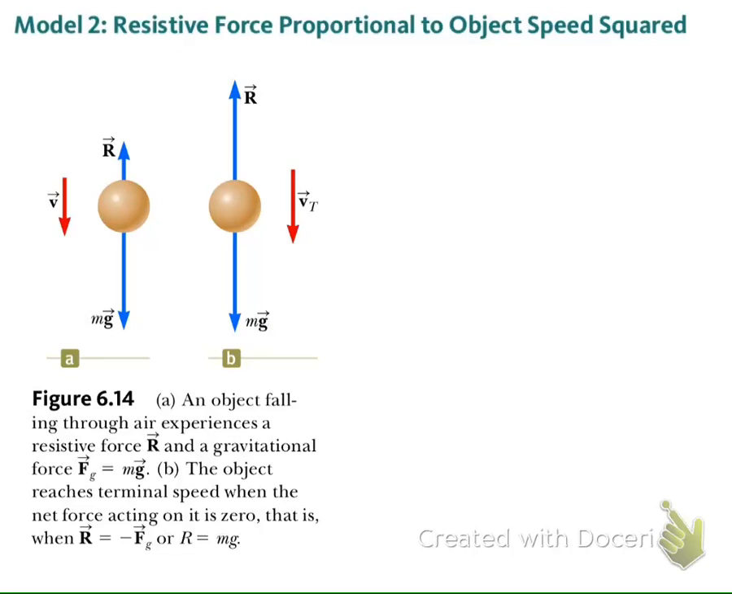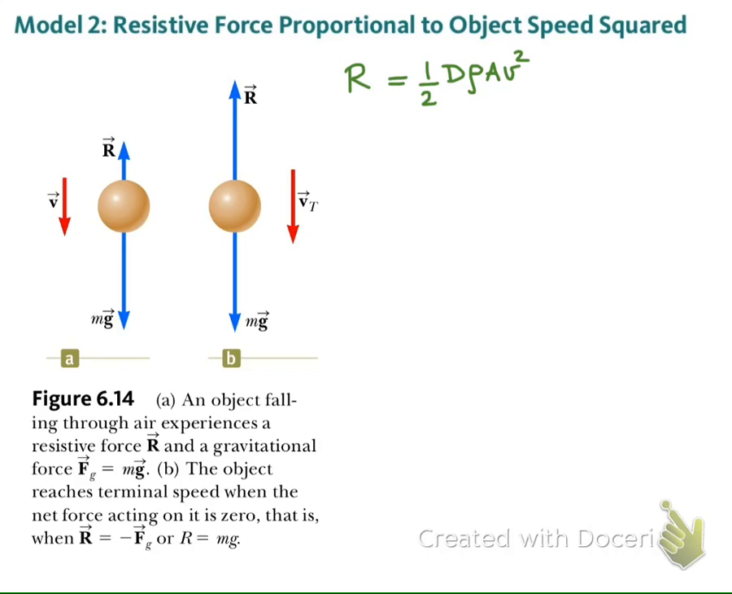In the second case, when the velocity is not small or the mass of the object is not small, the resistive force can be proportional to the square of the velocity. And when we write down the magnitude of the resistive force, we will have that R is equal to half of D rho A v squared.